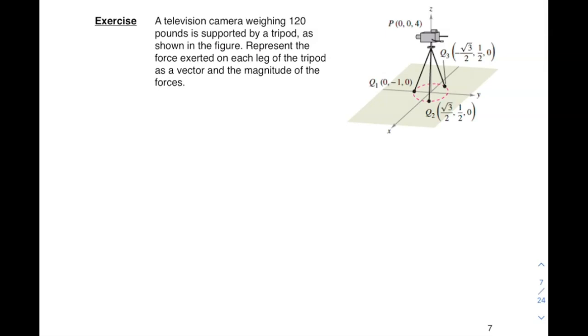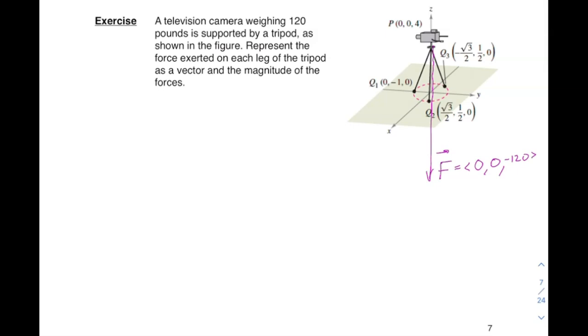A television camera weighing 120 pounds is supported by a tripod, as shown in the figure. Represent the force exerted on each leg of the tripod as a vector and the magnitude of the forces. So we have a camera here, and its weight can be represented by a force that I'll call F, and clearly it's vertical, so the X and Y components are 0, and then since it goes down, it's -120.